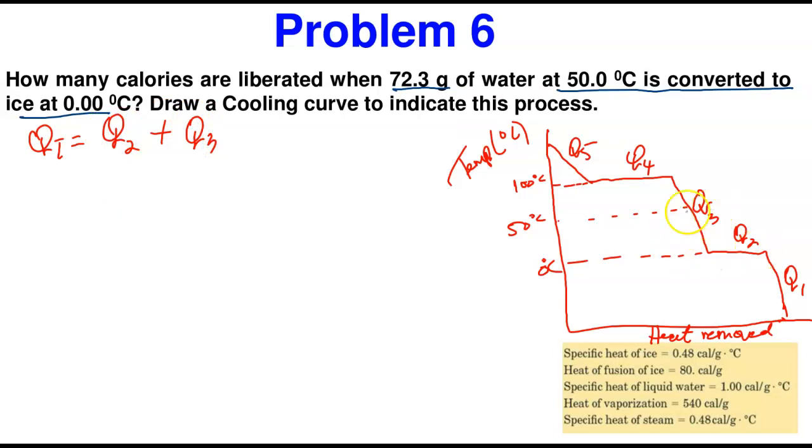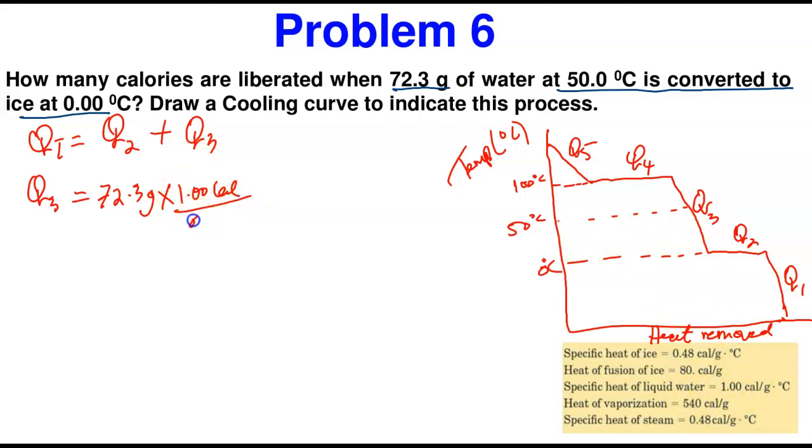So I'm going to calculate Q3 first because I'm going down. My Q3, of course, involves liquid water, and there's a change in temperature from 50 degrees Celsius to 0. So that's what we have there. And what mass? It's going to be 72.3 grams of water times the specific heat capacity of liquid water. That's what we have here.